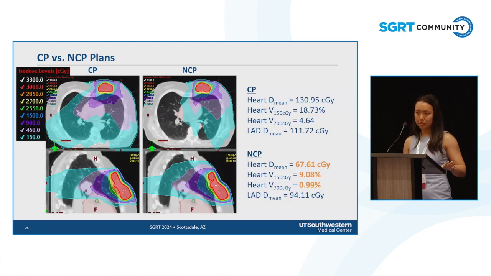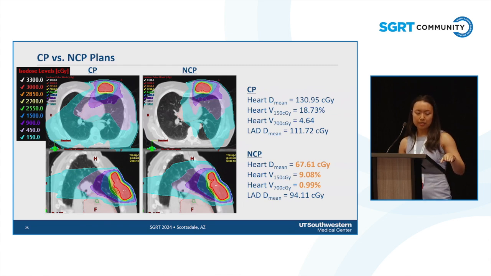So here are the results. The thing that really stands out for me is how much we're able to push the low dose spread essentially completely out of the contralateral lung. And if you look at the darker purple, which is the 9-gray isodose line, it was very much in the heart, and we were able to get it almost completely out of the heart in the non-coplanar plan.